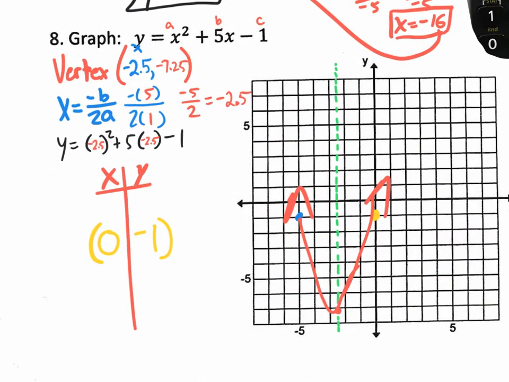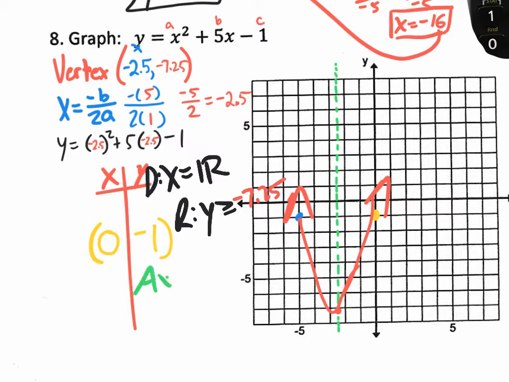Oh no, wait. There's more to state. How about the domain? X equals all real numbers. That's the domain. How about the range? Y is what? Greater than or equal to the y value of our vertex, which is negative 7.25. Remember that. The range is always y is greater than or equal to the y value of your vertex.